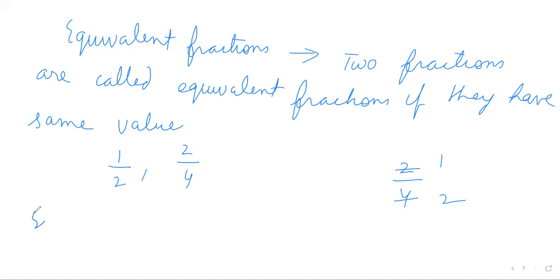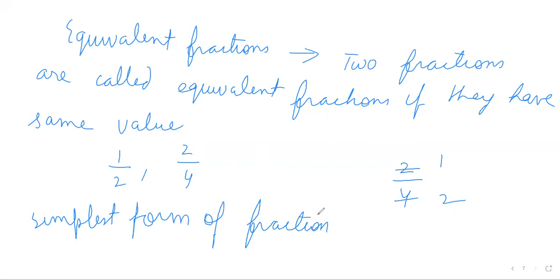Okay, so let's move to the simplest form of fraction. What is the simplest form of fraction? The simplest form of fraction is the form when the fraction cannot be reduced more, or you can say numerator and denominator do not have any common factor other than 1. Okay, ma'am. Like 3 by 5, 2 by 5.